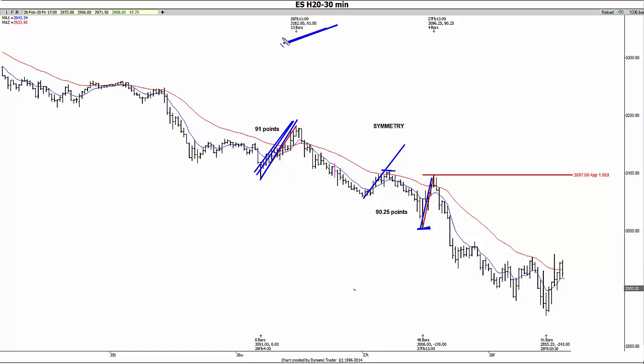And notice that these swings were very similar. They weren't perfectly equal, but this was 91 points versus 90.25 points. Okay, so the actual high was made at 30.96 1/4, and you ended up having a healthy decline of 243 S&P points from a simple symmetry projection.